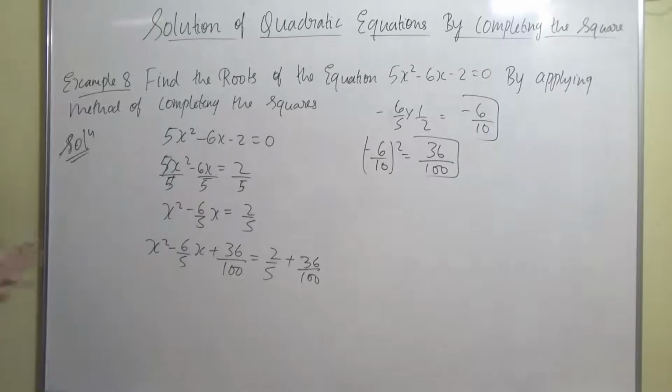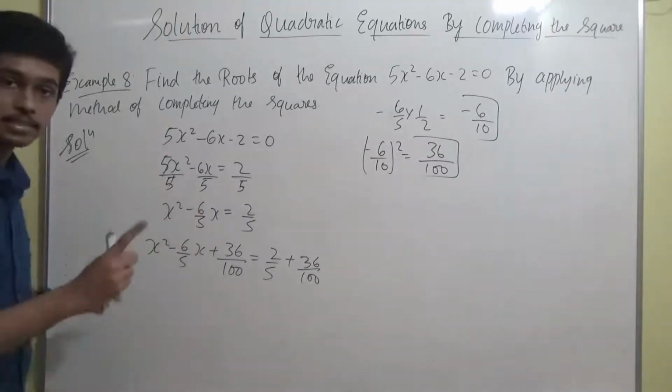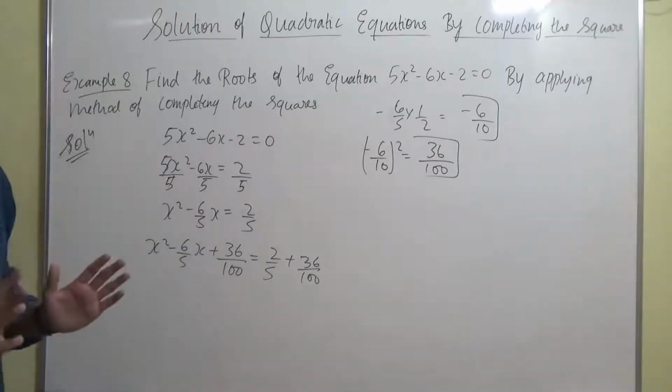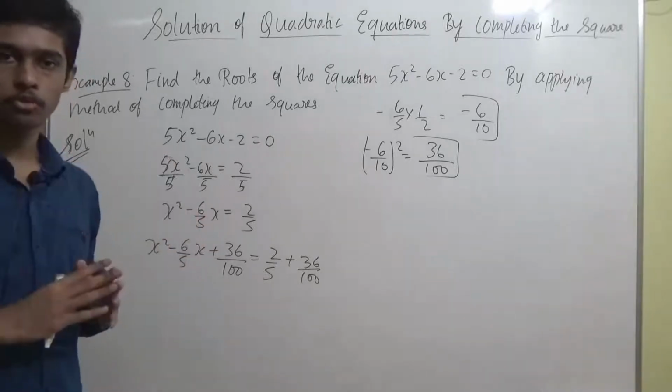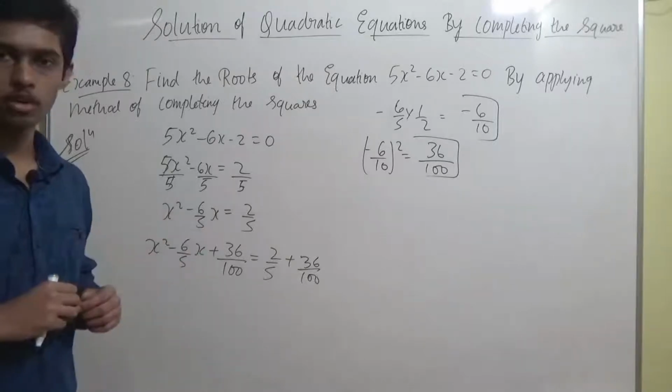Getting it, guys? Now if you see this LHS, as I said to you, the LHS is always going to be either in the form x minus some number the whole square, or else x plus some number the whole square.